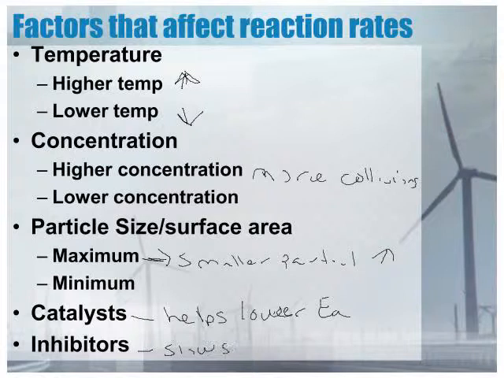A common example of inhibitors, some of you may know, is when you cut up apples, if you put lemon juice on the cut up apples, if you were taking them to school, whatever, that would help the apples keep from browning. So that's an inhibitor. It makes it happen slower than it would normally do.